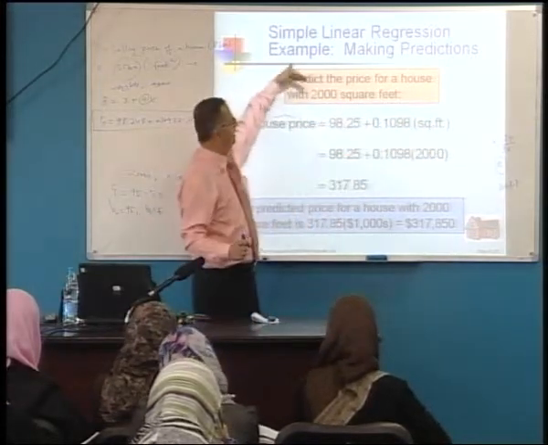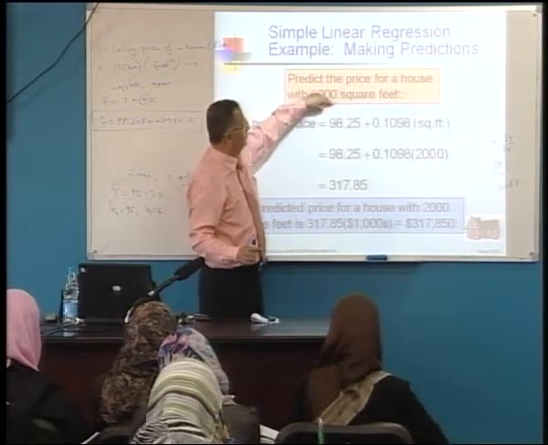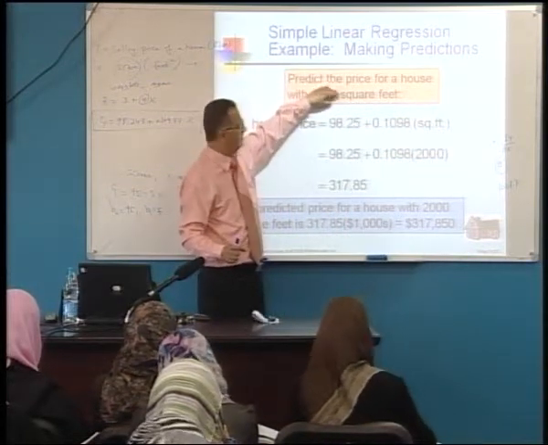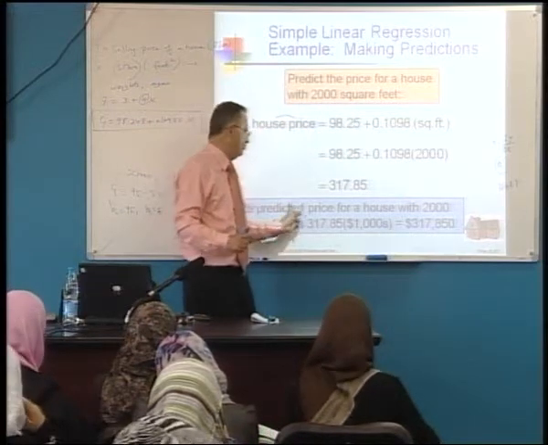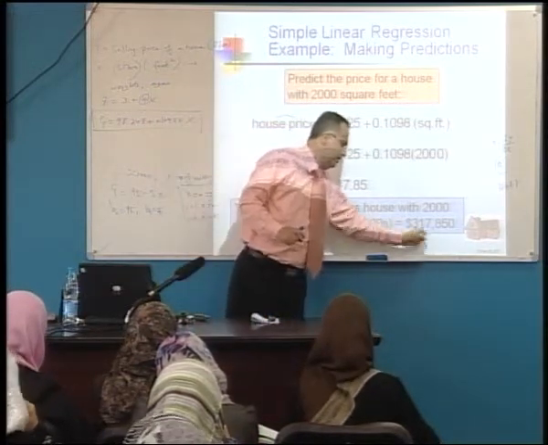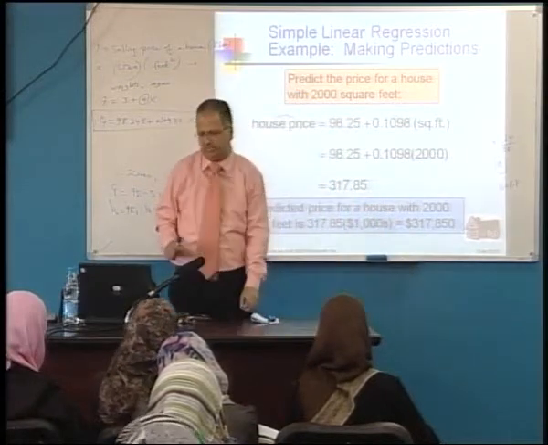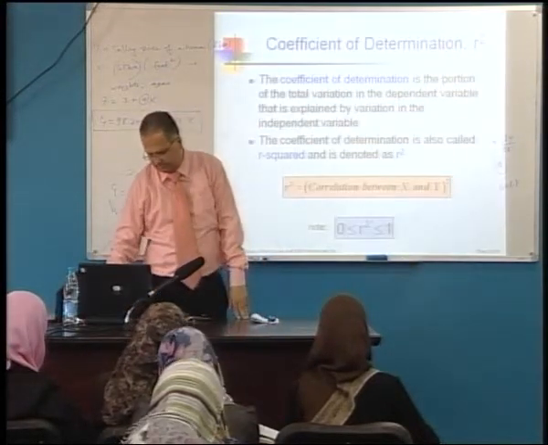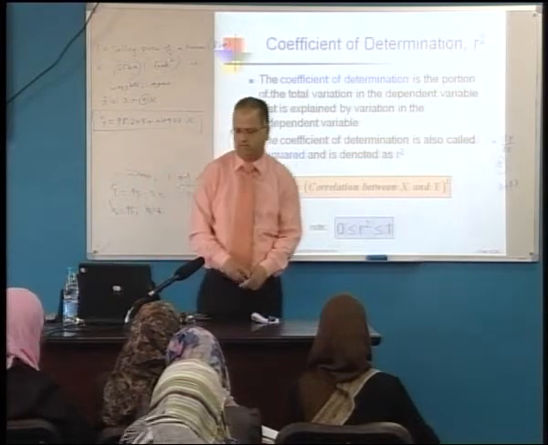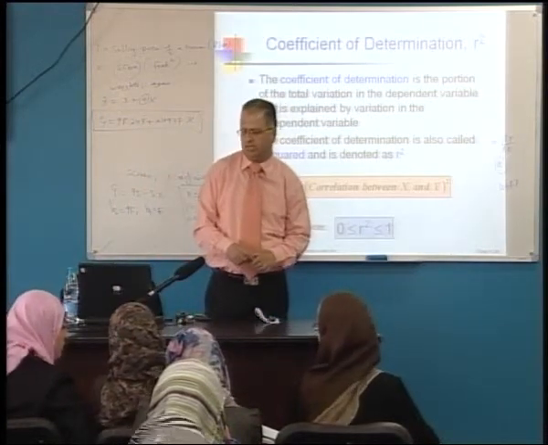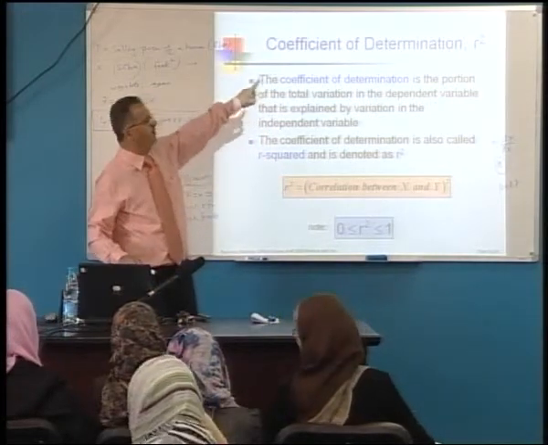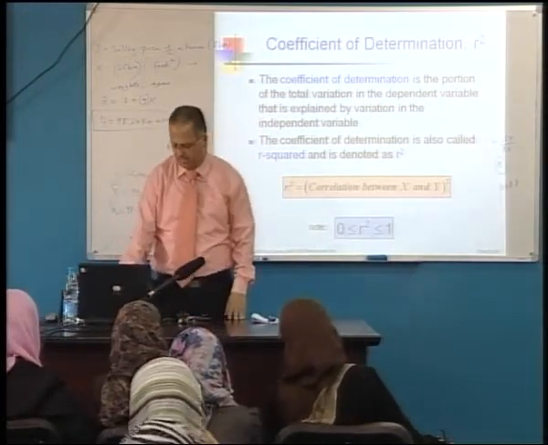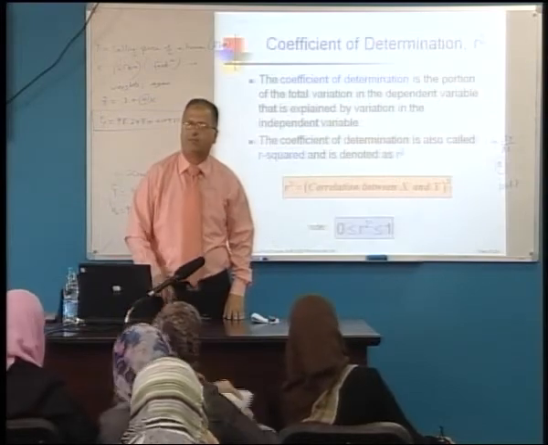So that's how we can make predictions for y, the house price, at any given value of its size. For this data, we have a house with 2,000 square feet, so we predict its price to be around $317,850. I will stop here. We will cover the coefficient of determination next time. That's all.